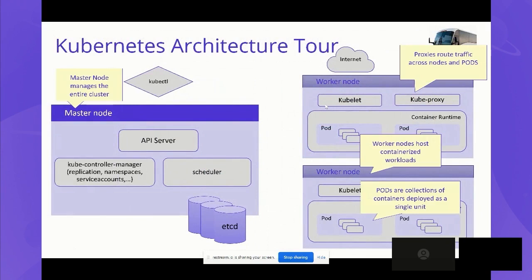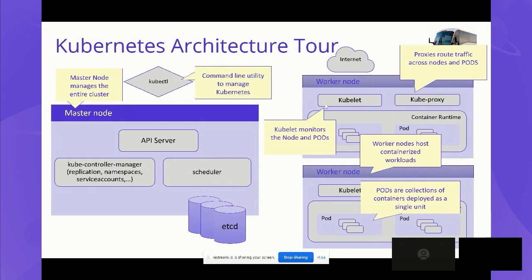This is a rehash here of the same thing. The master node manages the cluster through the control plane. You have kubectl, which I had already talked about. Kube proxy proxies traffic to these pods. Kubelet monitors for any kind of pod activity to happen. And then you have, obviously, pods, which are a collection of containers. So let's get to pods next.